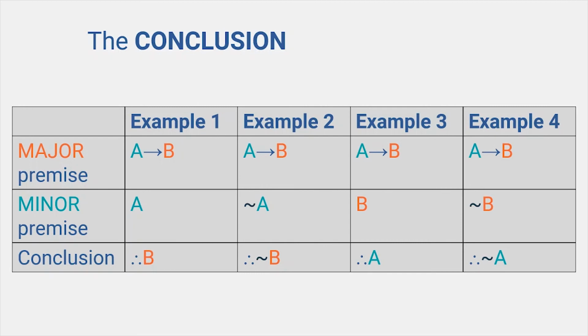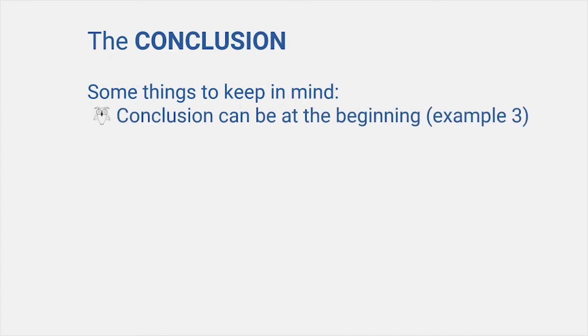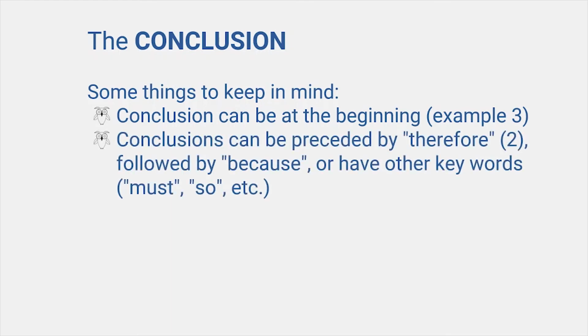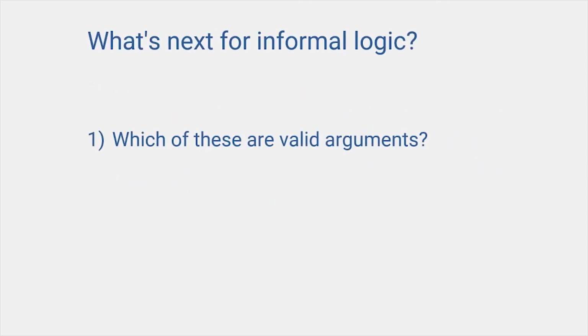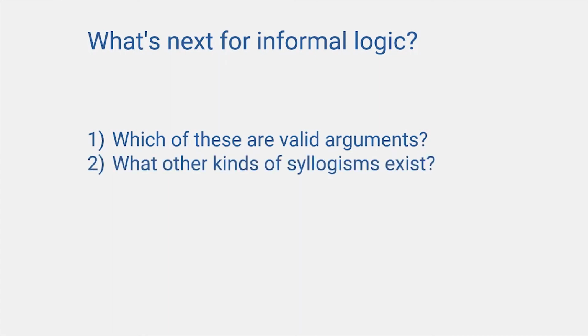Now the validity and invalidity of these arguments will be something for the next video, but I want to end with a few more points about language that should be kept in mind. First of all, conclusions can just as easily be put at the beginning or the end of an argument. If they are at the beginning, they are usually followed by because. See example 3. Now that we have the basics covered, we are ready to have a look at which of these arguments are valid and which are invalid. And then we can also look at other types of syllogisms and arguments.